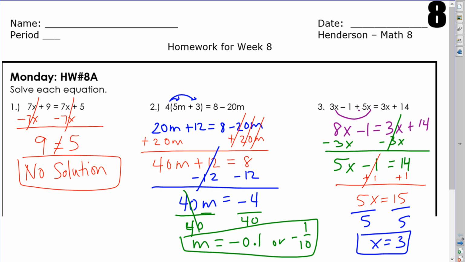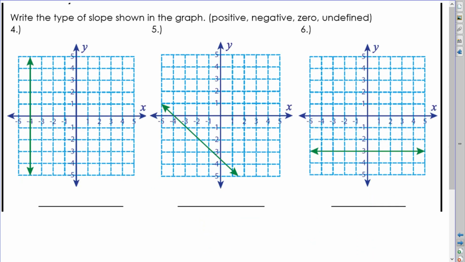Let's take a look at the next section. The next section asks you to describe the type of slope shown in the graph. When you're describing the slope, you're not actually finding the rise over the run. You're simply indicating whether it is positive, negative, 0, or undefined. That's what type of slope means, not find the slope.